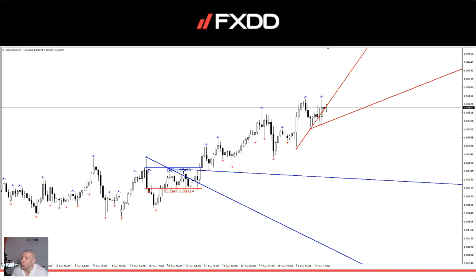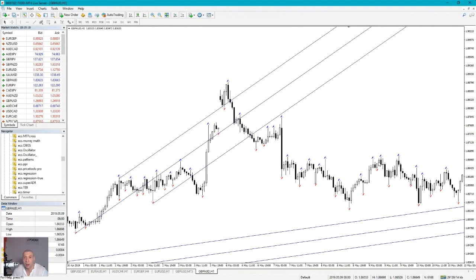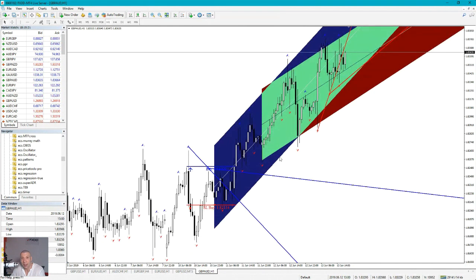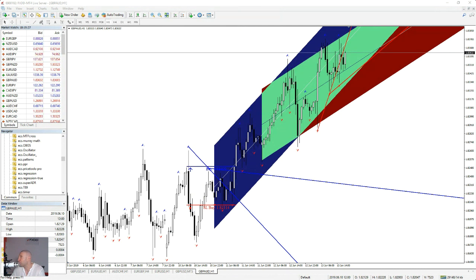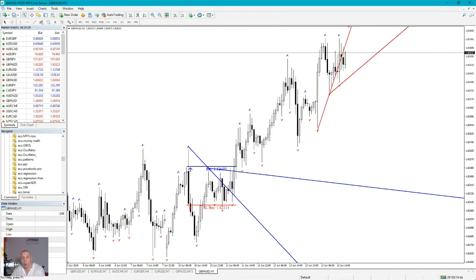Now, this might look confusing, but actually, if we take a look at this chart, you will see that it's not hard. So this is Chuvashov's fork, and this is our indicator that shows Andrews Pitchfork. I will remove it. So for this, you see, you have a clear breakout here, and you have a possible breakout there.